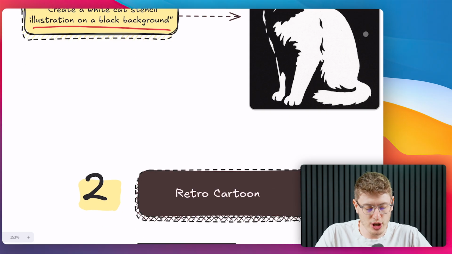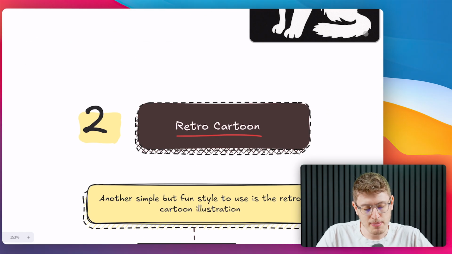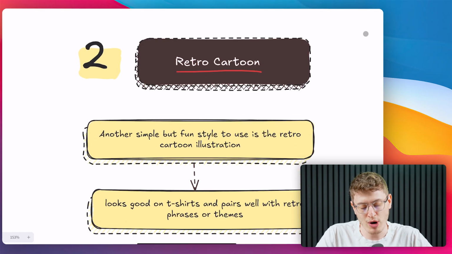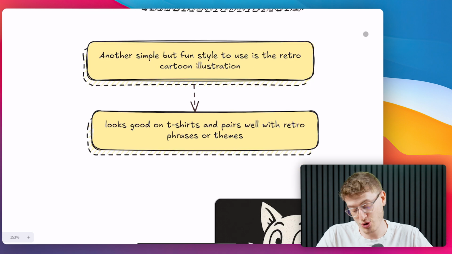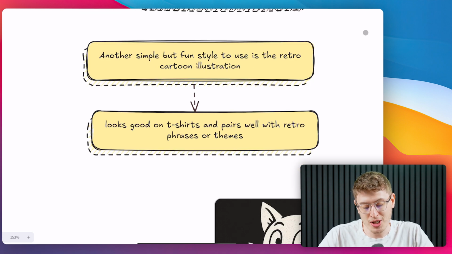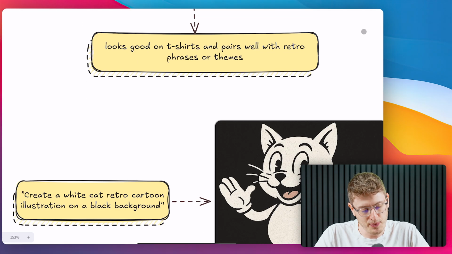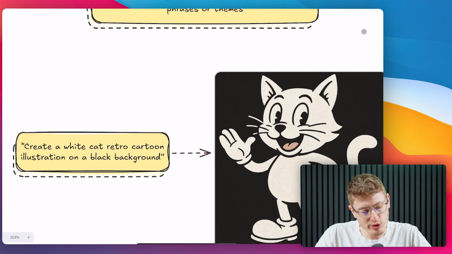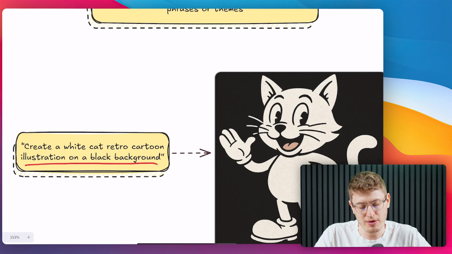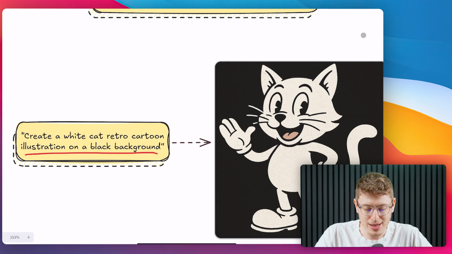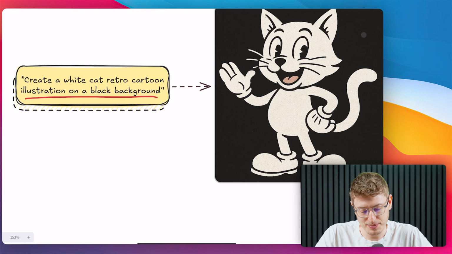The next is a retro cartoon. Another simple but fun style to use is this retro cartoon illustration style. It looks good on t-shirts and pairs well with retro phrases or fonts or themes, right? Create a white cat retro cartoon illustration on a black background. Again, look at that. A really cool, intentional AI design.